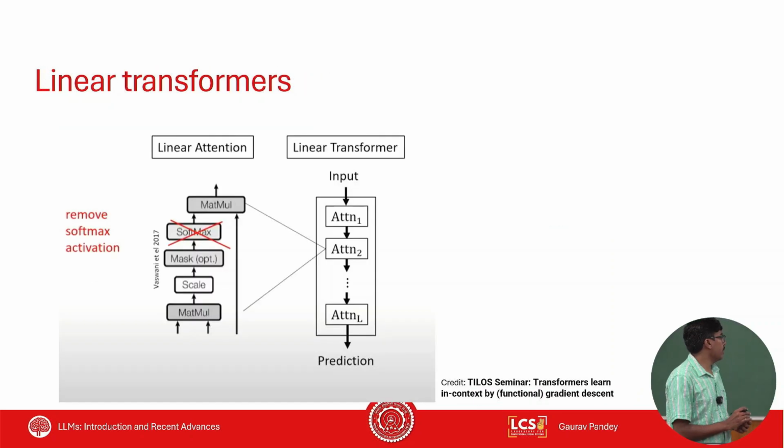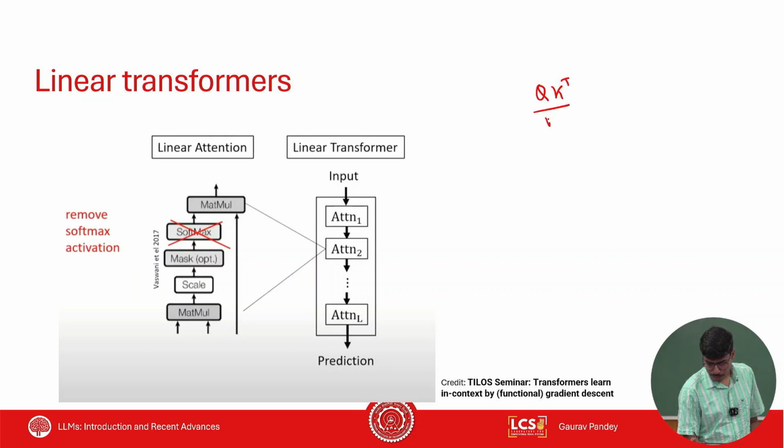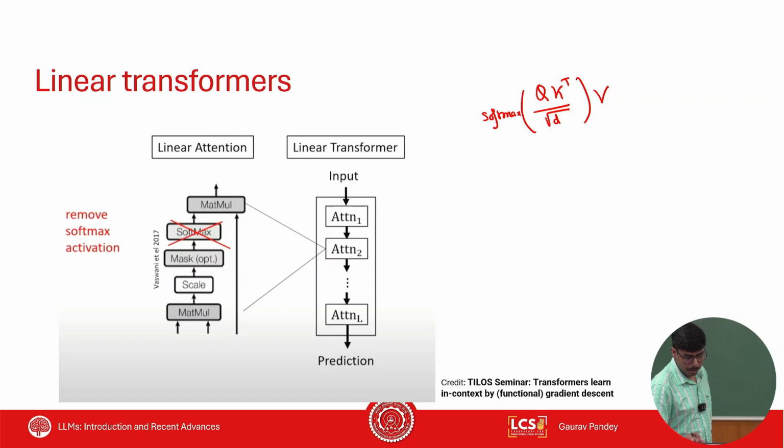Also, a brief digression on linear transformers. So what is a linear transformer? In a regular transformer, your embedding after attention is computed like this: QK transpose over the square root of the hidden dimension, times some softmax, times V, and there is some masking also here.